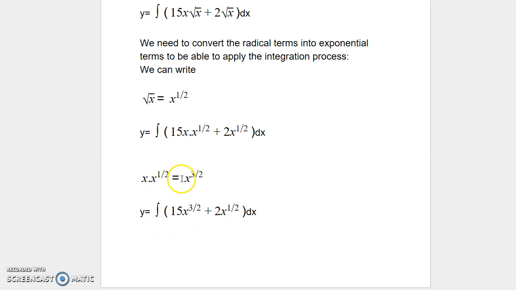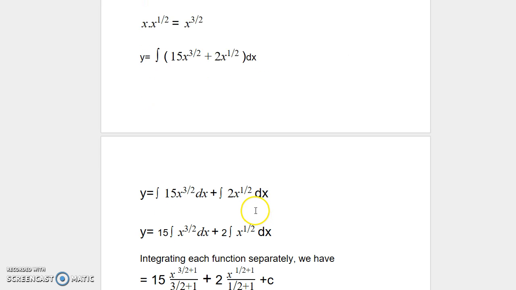So x times x to the power of half is equal to x to the power of 3 over 2. Now we can put all of these things together and rewrite the given function as y is equal to the integral of 15x to the power of 3 over 2 plus 2x to the power of 1 half dx. Now we can apply the integration process to every one of the terms as shown here. Y is equal to the integral of 15x to the power of 3 over 2 dx plus the integral of 2x to the power of 1 half dx, like that.